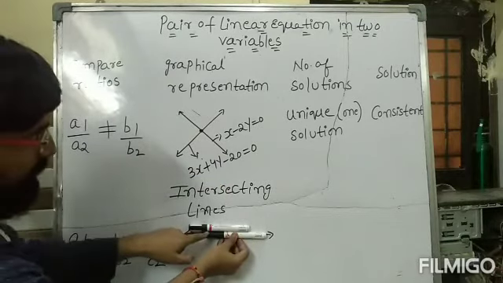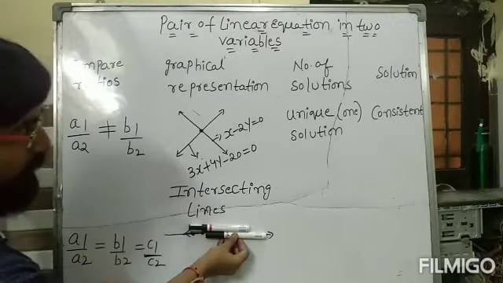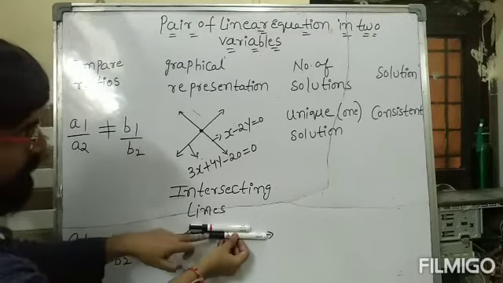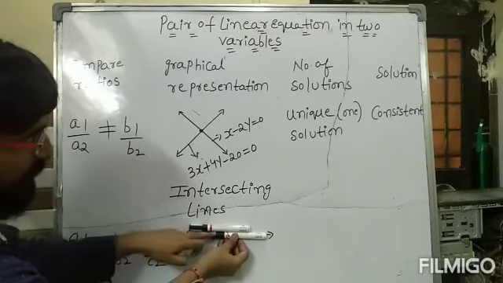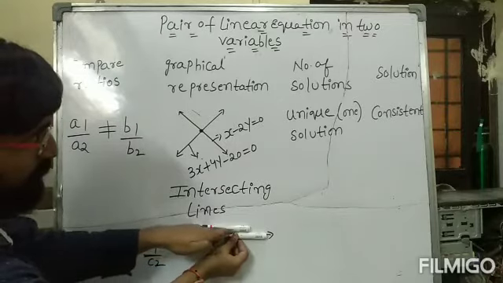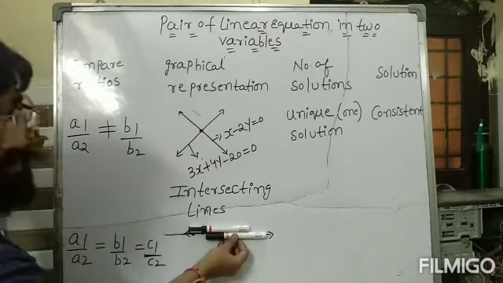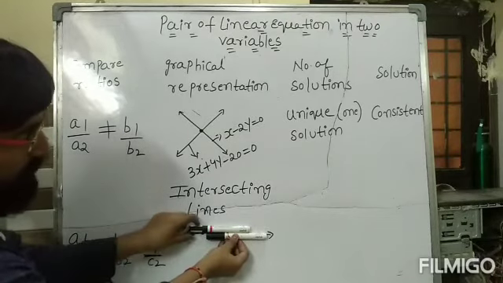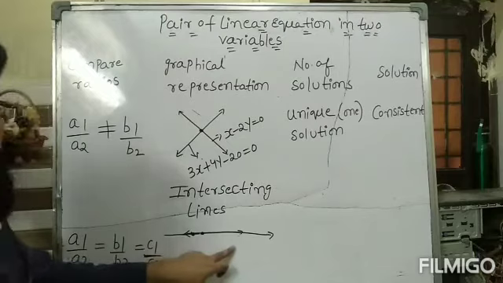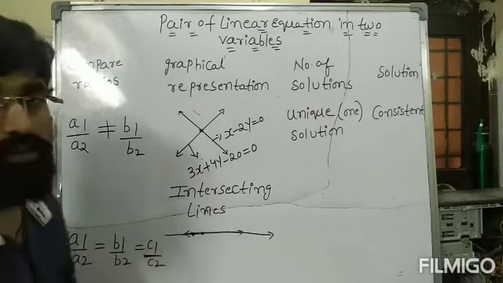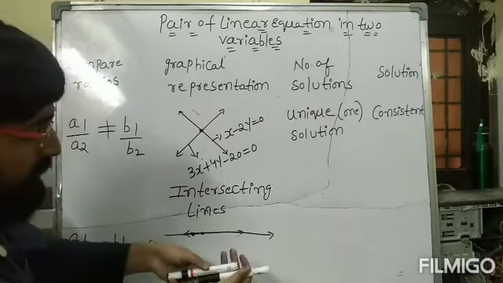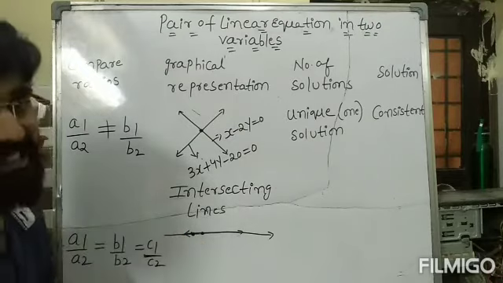So they are having infinite points. They coincide with each other. Here to here they are coinciding with each other. How many points? Infinite. We cannot say how many infinite points are there.